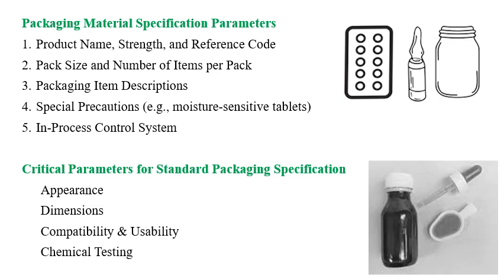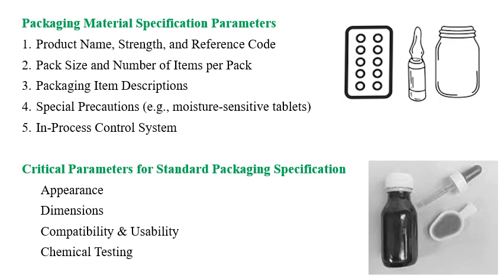Packaging material specification parameters. Product name, strength and reference code. So depending on the coding system, these codes are assigned to the packaging systems. Pack size and number of items per pack. Packaging item descriptions. Special precautions like moisture sensitive tablets. In process control system, these are the specifications.